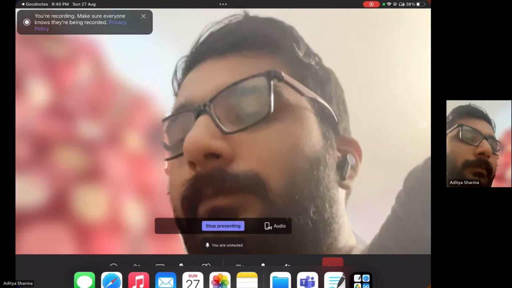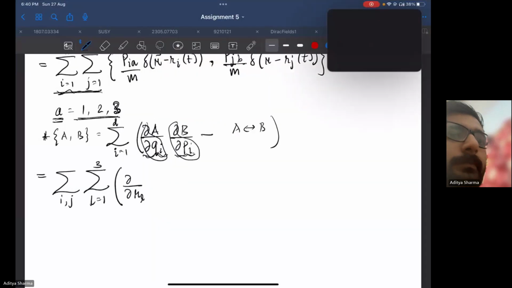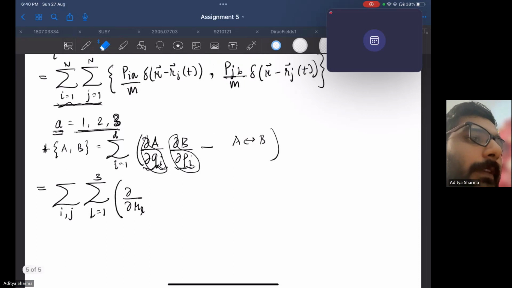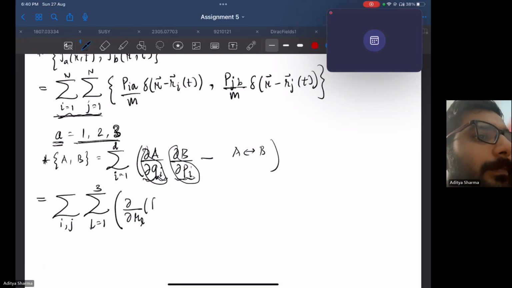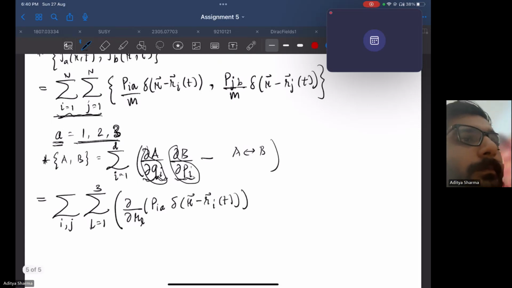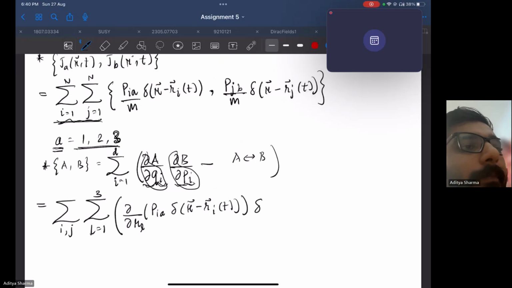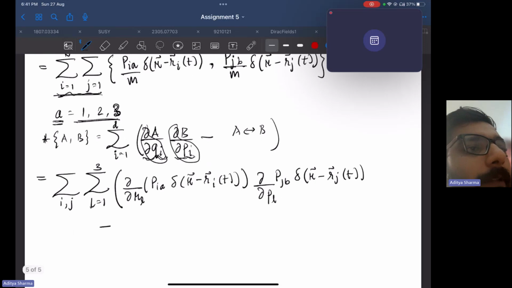Like that. So that is ∂/∂R_L, and ∂/∂R_L of P_iA times the Dirac delta of R minus R vector i of t, and P_L, J_B, Dirac delta of R vector minus, and with the minus sign.